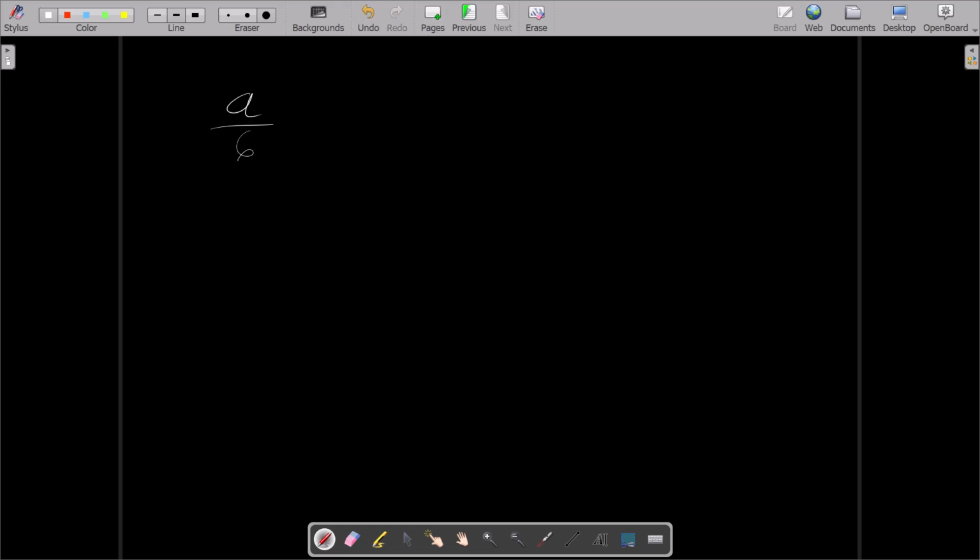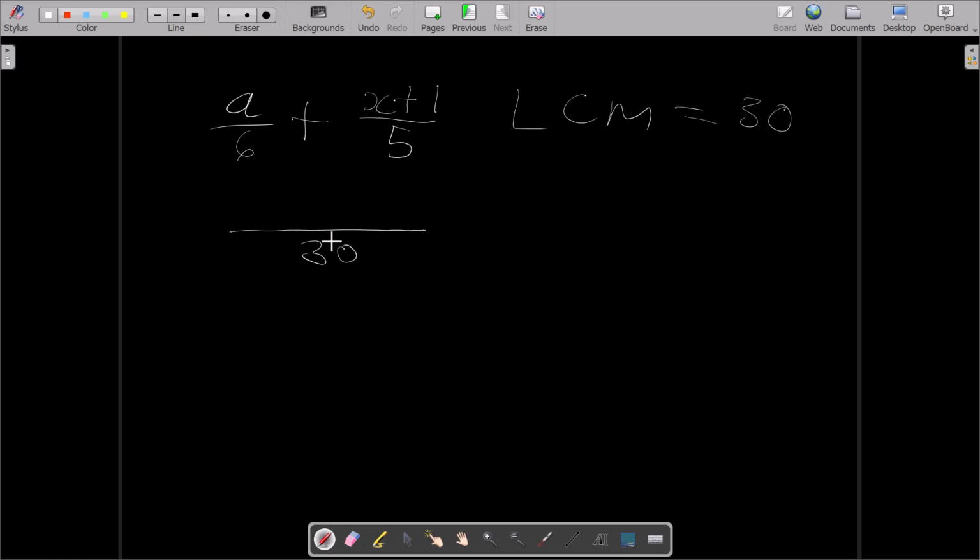a over 6 plus (x plus 1) over 5. So here the LCM is equal to 30. Then that is our common denominator. So 6 into 30 is 5, so 5a. 5 into 30 is 6, so it's plus 6 times this number, so bracket here x plus 1. So we get 5a plus, we need to expand here, so we get 6x plus 6, all over 30.